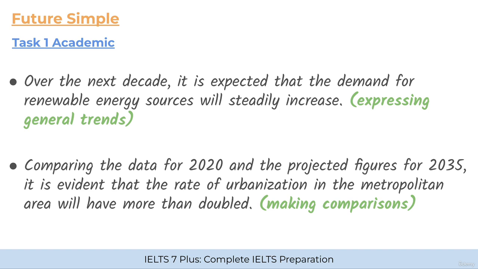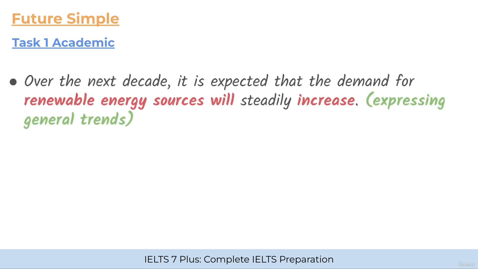Okay, so can you spot the future simple in these task 1 examples? Have a think. Any words that give it away? We'll have a look. Oh, okay, so in the first one we've got renewable energy sources. That's the subject. Will, that's the modal auxiliary verb. Increase. So we've not highlighted steadily because that's an adverb here. So it's not really part of it, it's just modifying the verb increase. But you can see the base form of the verb there after will, increase.